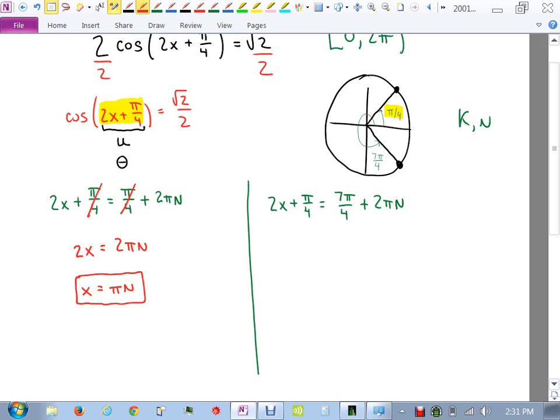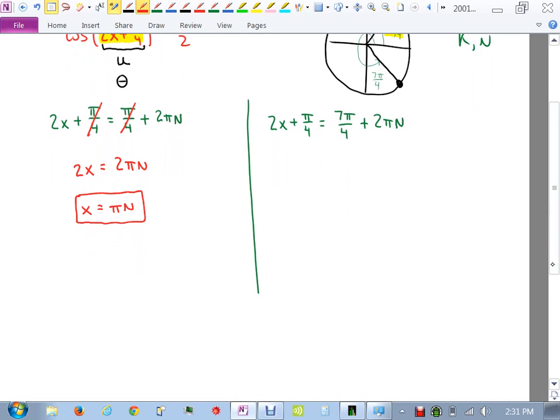Don't forget, now we need to start plugging in some values for n. So let's let n be 0 first. What if n is 0? What do you get? 0. So x is 0. And does that live inside 0, 2 pi? Yep, so we're good. Let n be 1, and you get x is pi. And that definitely lives in 0, 2 pi.